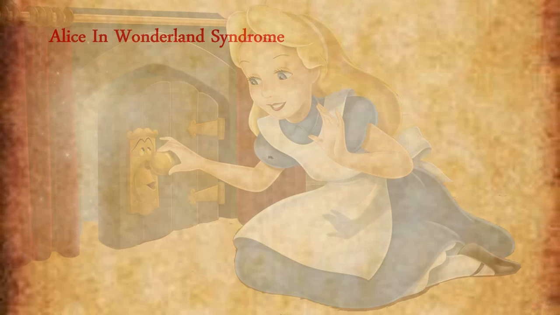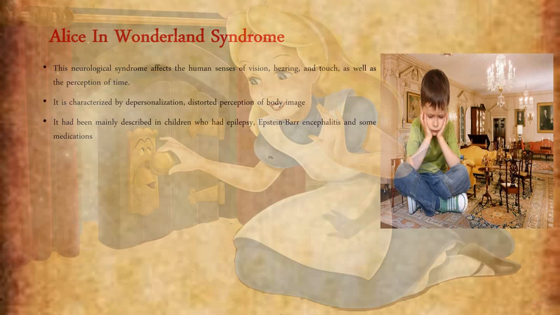Alice in Wonderland. The neurological syndrome affects a human's sense of vision, hearing, and touch, as well as perception of time. It's characterized by depersonalization and distorted perception of body image. It has been mainly described in children who have epilepsy, Epstein-Barr virus, and some anticonvulsant medications.